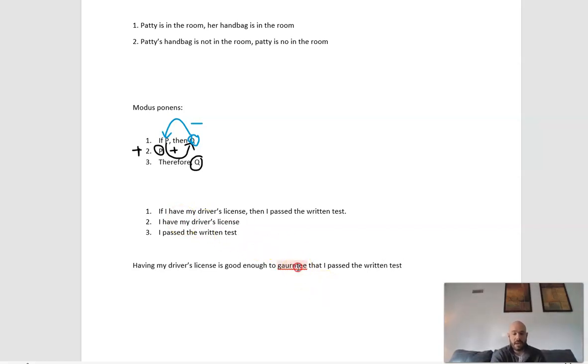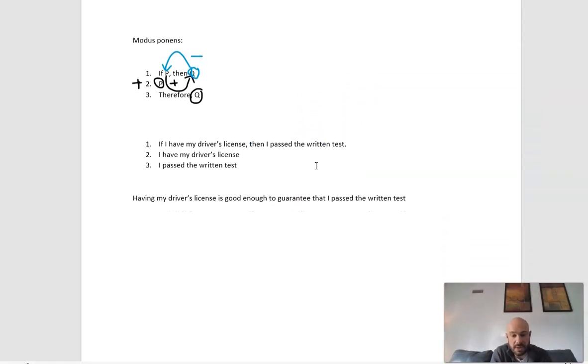And I know this is awkwardly phrased, and there's more eloquent ways to do that, but let's just get the operators out right now, or the indicator phrases. So what this first part is saying is, if I have my driver's license, the sufficient condition. Well, if we want to express that in a way that makes sense why the argument is valid, what it's saying is, look, having my driver's license, that fact is good enough to guarantee that I passed the written test.